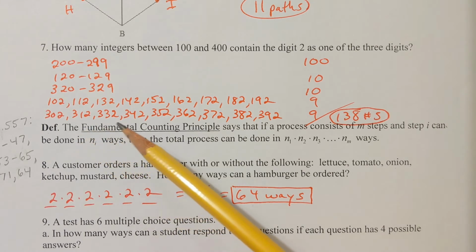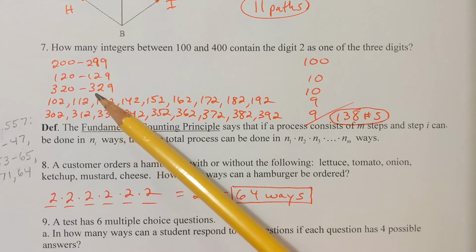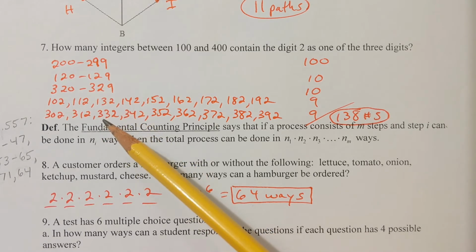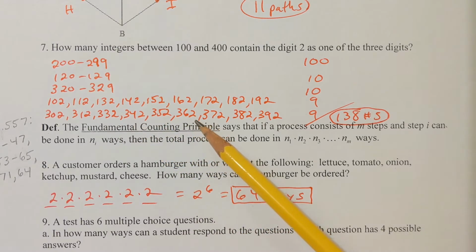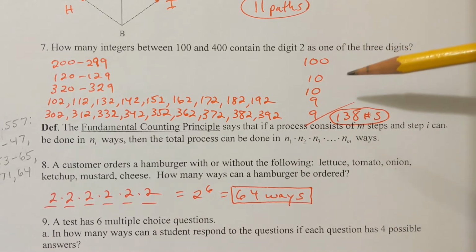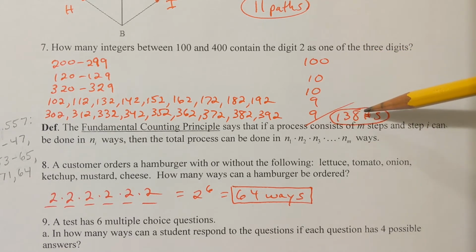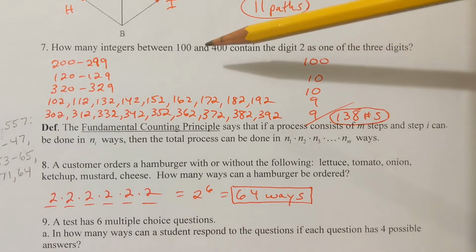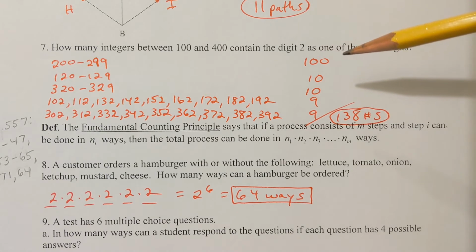Okay, and then do the same thing with the 300s. So 302, 312, I don't want to look at 322 because I've already looked at that. Okay, so go to the next one, 332, 342, 352, 362, 372, 382, 392, there'd be 9 numbers total. So if I add up these numbers here, 100 plus 10 plus 10 plus 9 plus 9, that'd be 138 numbers total between 100 and 400 that contain the digit 2 as one of the 3 digits.